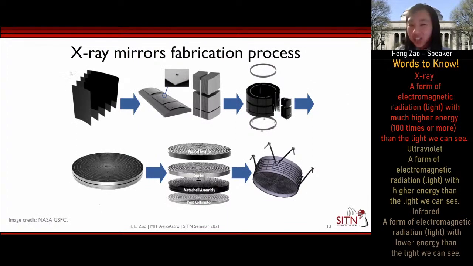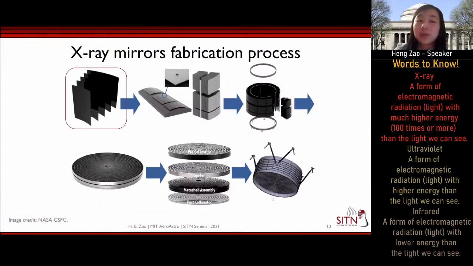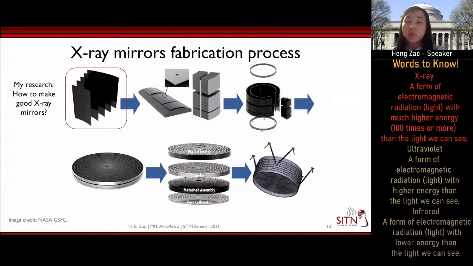The actual mirror fabrication process is very involved. We'll start with the mirror shells. They need to be perfect, and they somehow need to be aligned and mounted, then aligned again to achieve the final telescope mirror assembly. My research is really just on this first part: basically, how do we make good X-ray mirrors? And trust me, it's not an easy research topic. Many people are working on different aspects of this. So for future telescopes, we want to obtain very thin, but also very good quality mirrors.